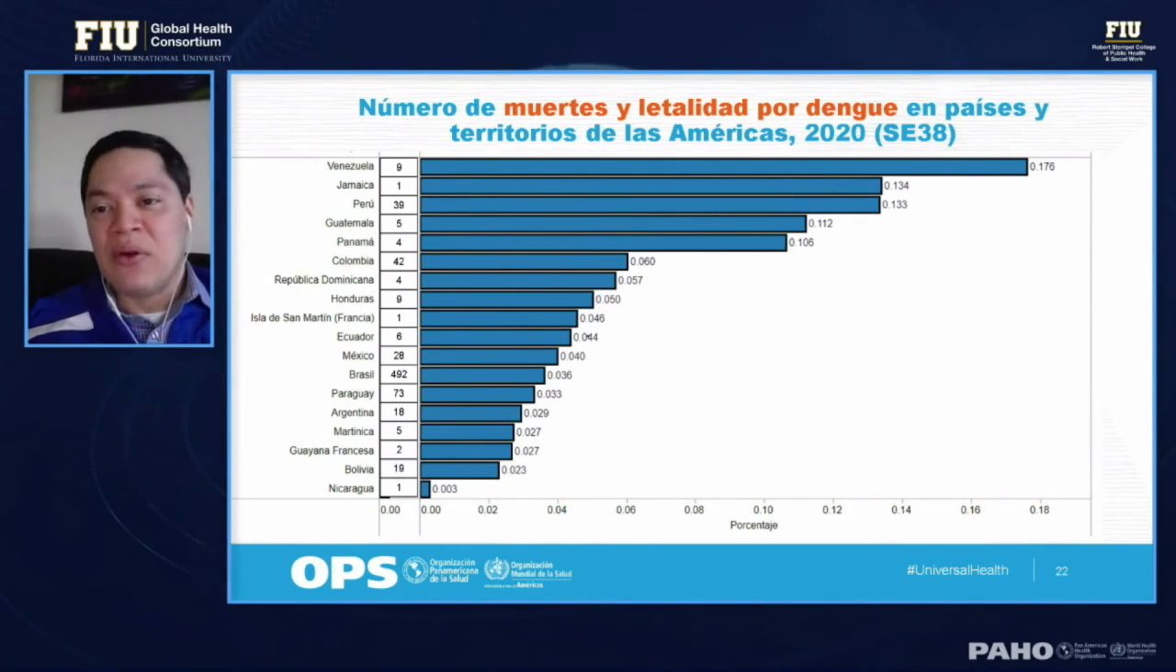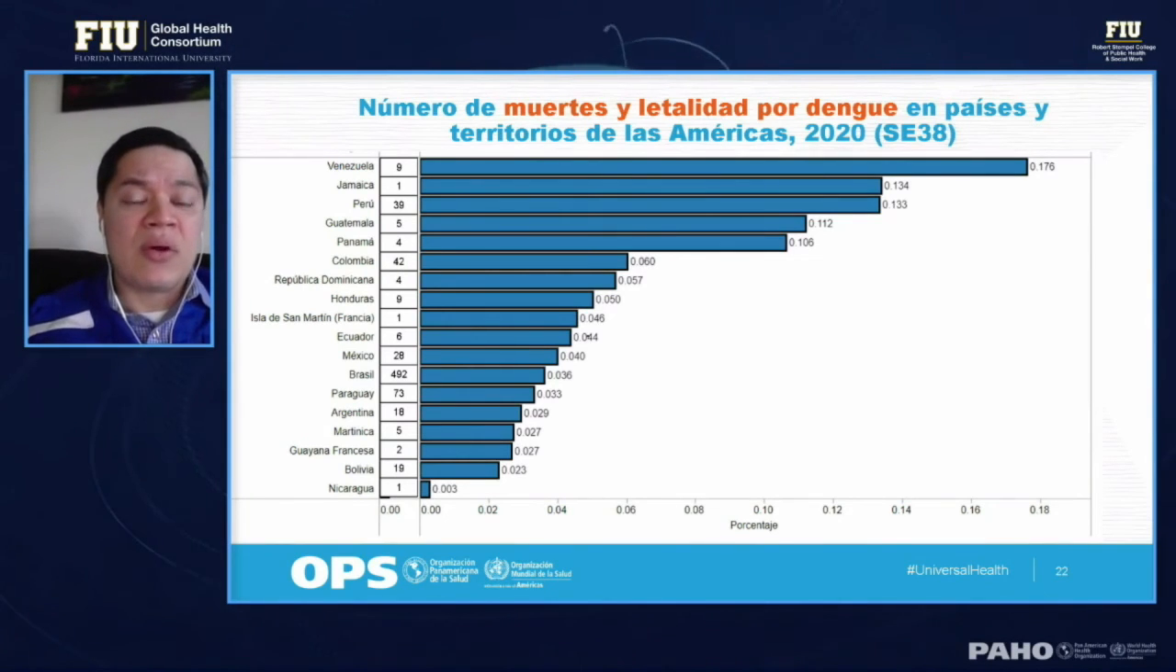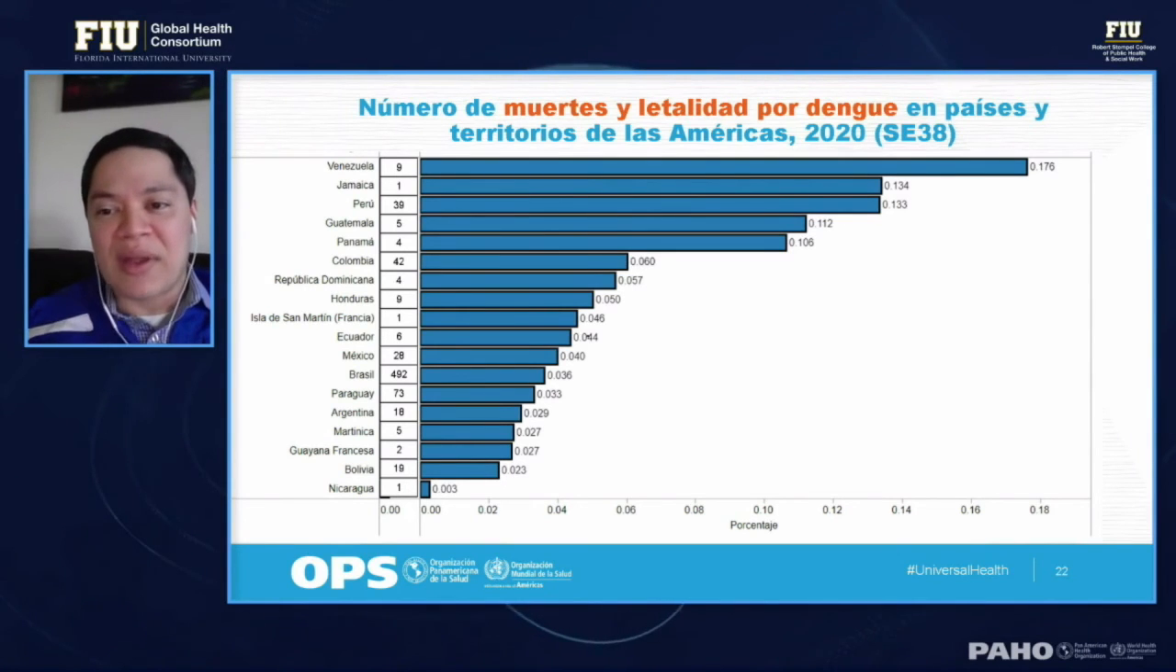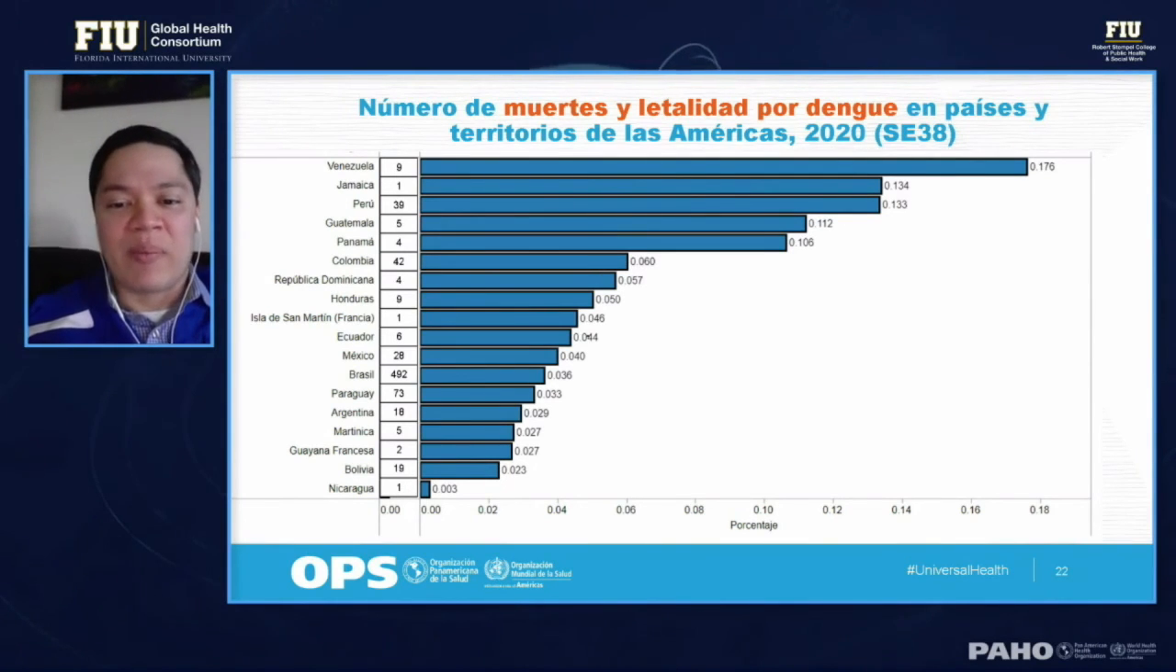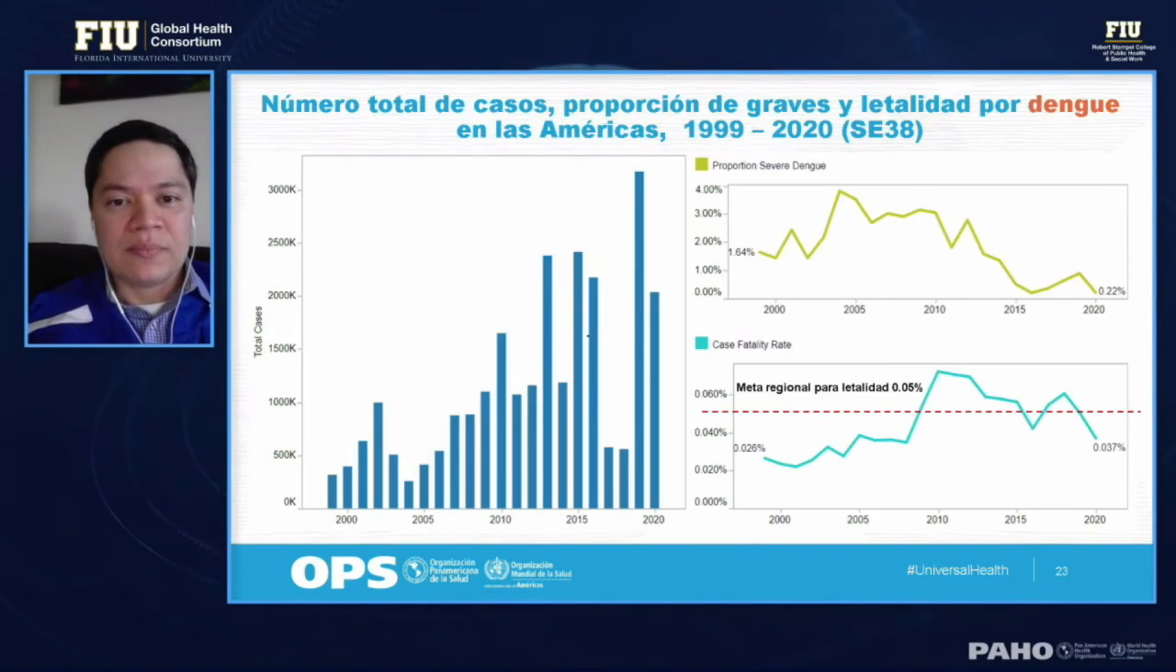So in this graph, we can see that aspect, which is a relative measure, but we can also see the absolute numbers as well to understand the countries that have a higher number of deaths, but also those that have the greatest risk of dying due to the disease, or fatality rates.